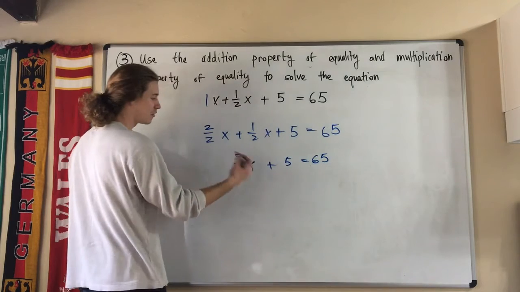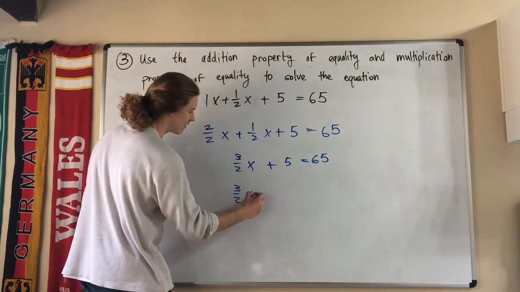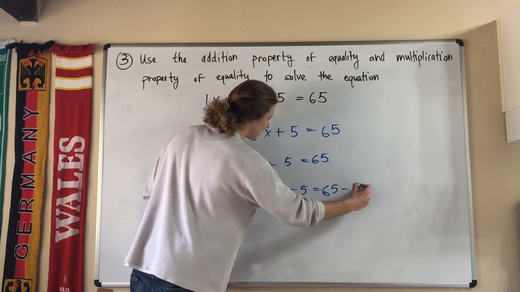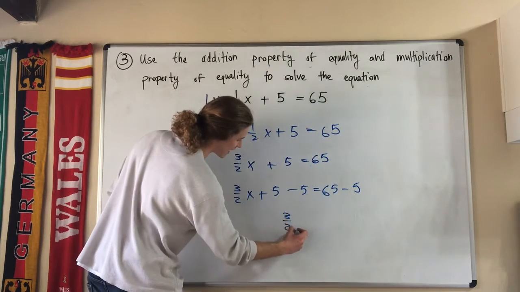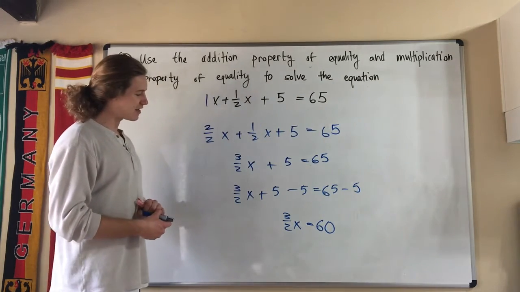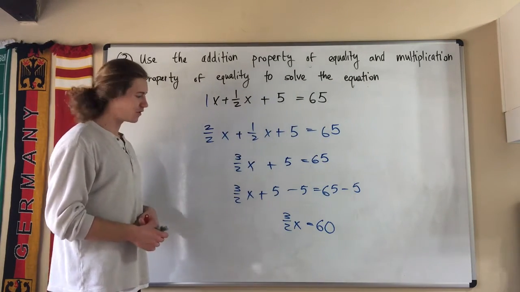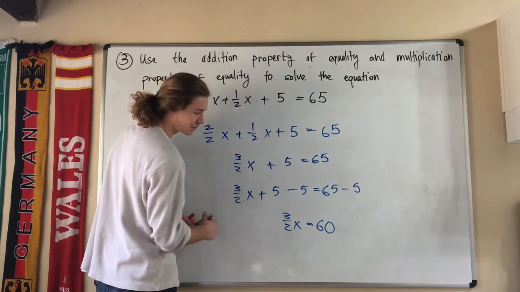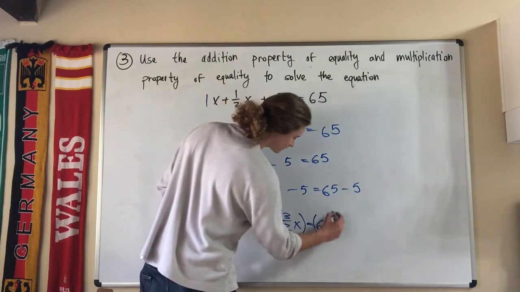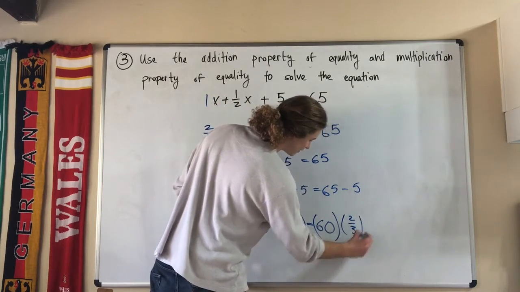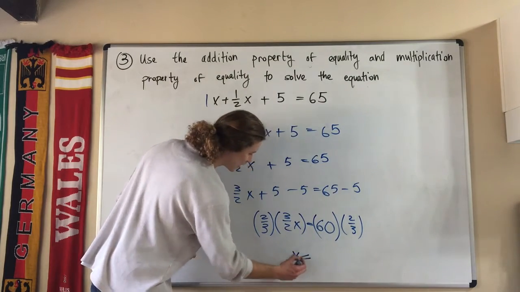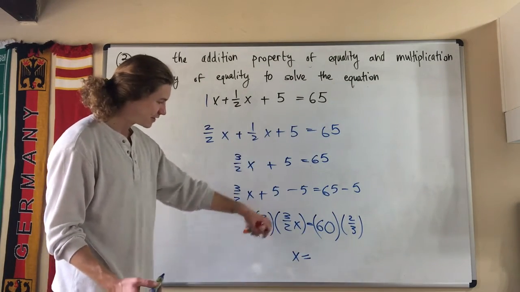By the addition property of equality, we can move that 5 over by subtracting 5. If I subtract 5 from both sides, you see I'm left with 3/2 x equals 60. And the last step here to get x by itself is to use the multiplication property of equality to multiply by the reciprocal of 3/2. And the reciprocal of 3/2 is 2/3. You can see when I do that, on the left-hand side, I'm just left with x, and that's by design because 2/3 and 3/2 are reciprocals.